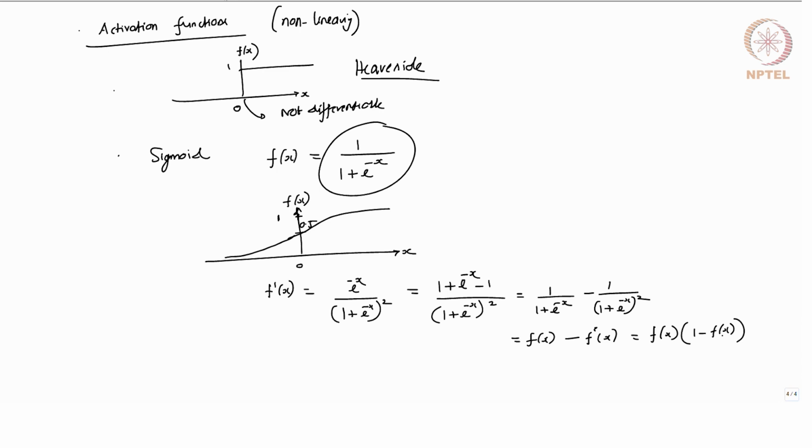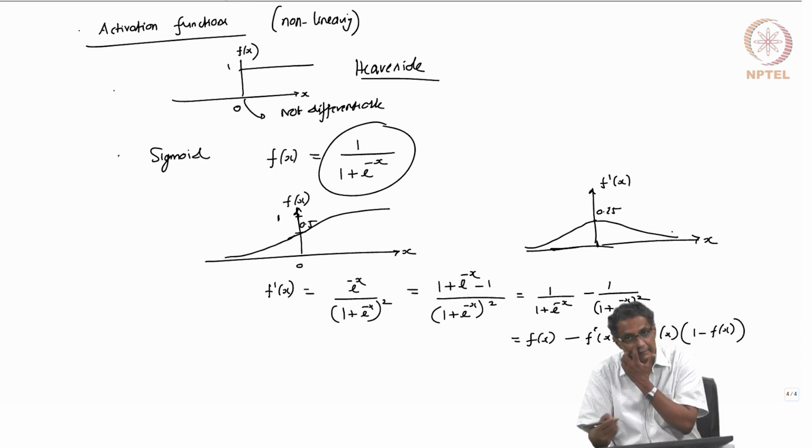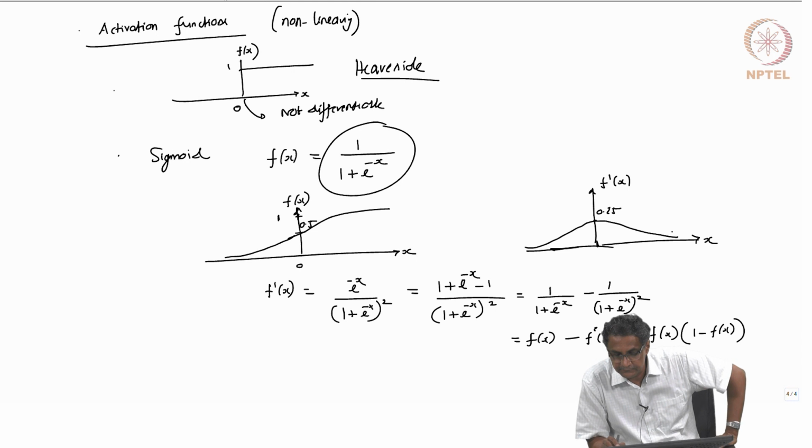So what do you expect? I mean, f dash of x, and if you try to see how it will look like, so at 0, what is it, 1 minus 0.5 into 0.5, that's like 0.25, right. So at 0 it is 0.25, and then it's got to be like that. On either side it will go down to 0.